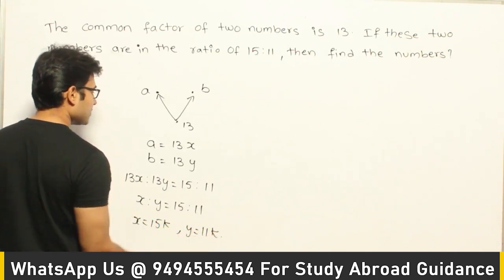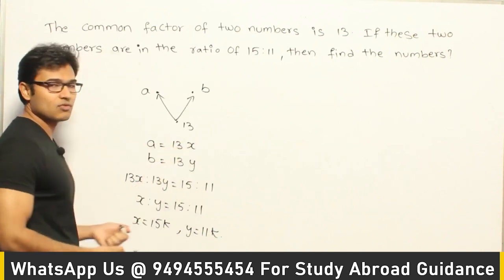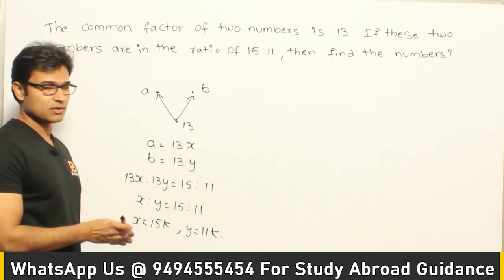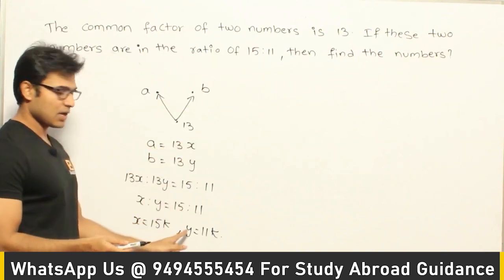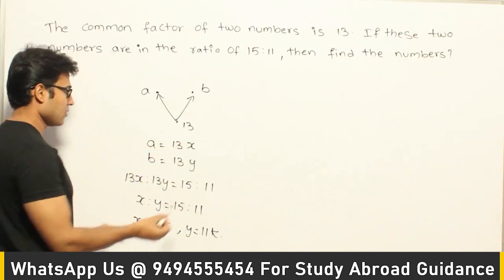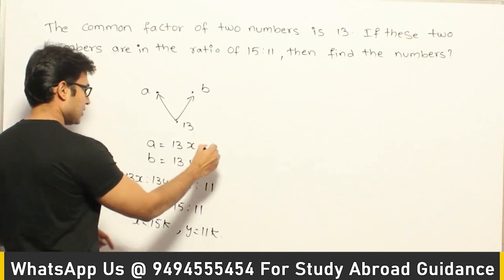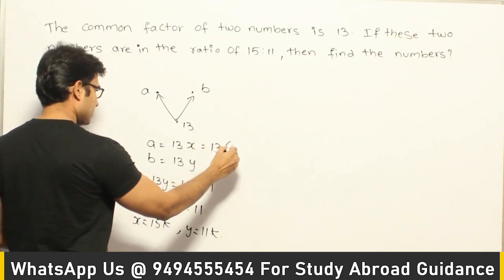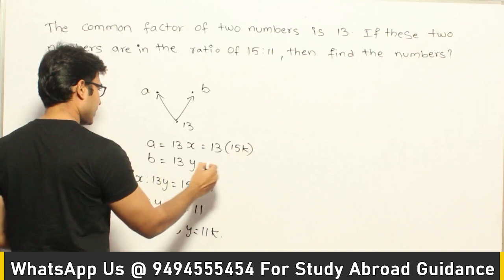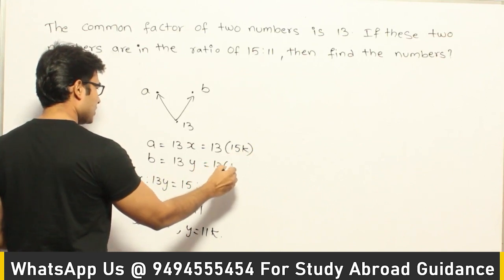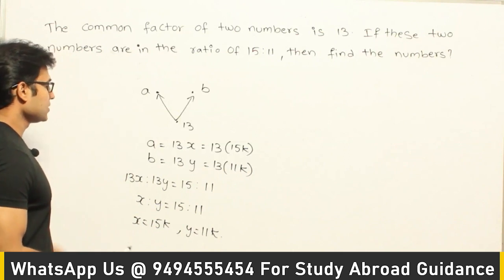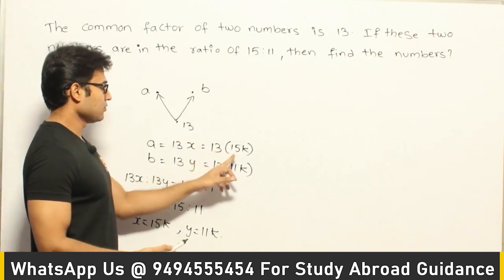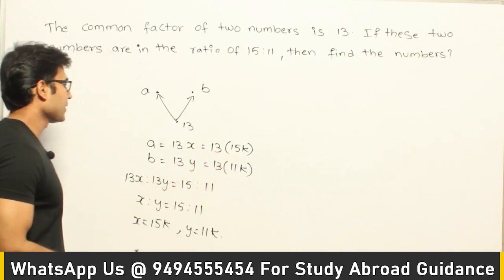Why am I writing like this? Because I can finally convert these numbers into one variable, even though these two numbers are written in terms of two variables. By using this I am converting it into one variable. Now I could write it as 13 into x is 15k and 13 into y is 11k, right? So now this is what I got: 13 into 15k and 13 into 11k, right?